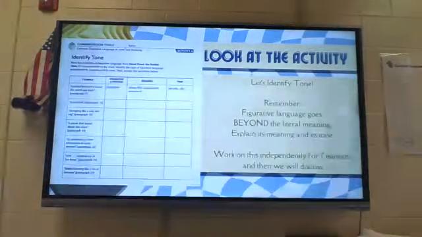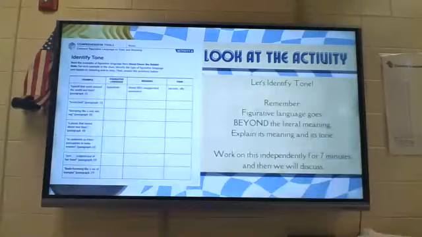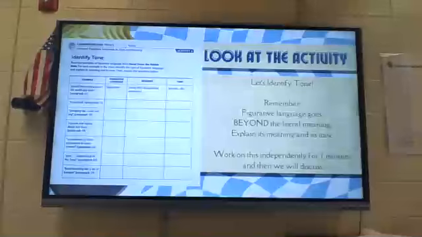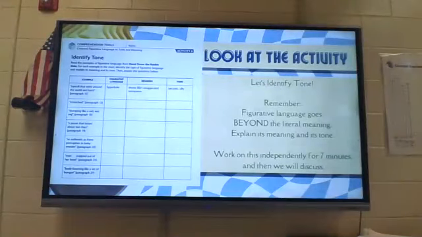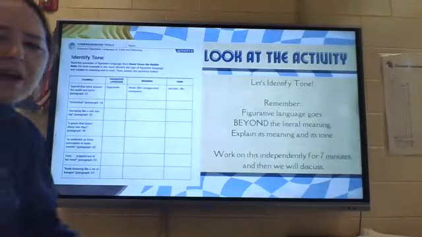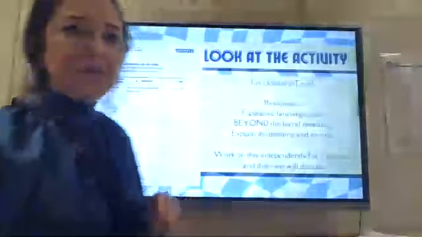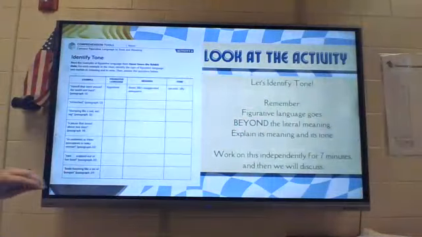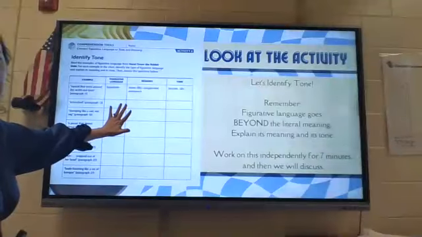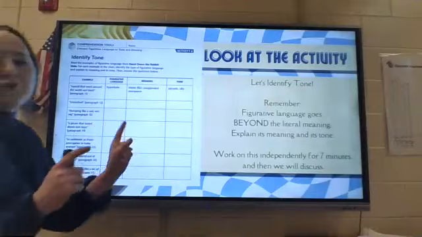For each example on the chart, on your paper, under Identify Tone, identify the type of figurative language and explain its meaning and its tone. Then, answer the questions below. I think there are two questions under there. You'll answer those below, but I really want you to focus on this chart right here. So remember your figurative language.